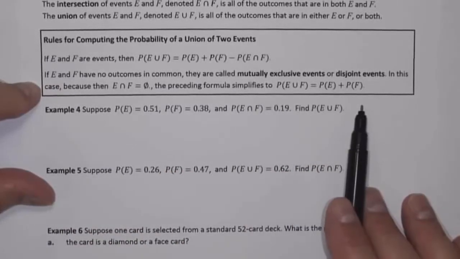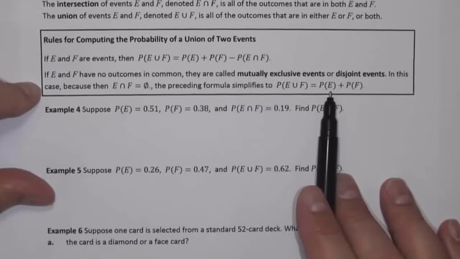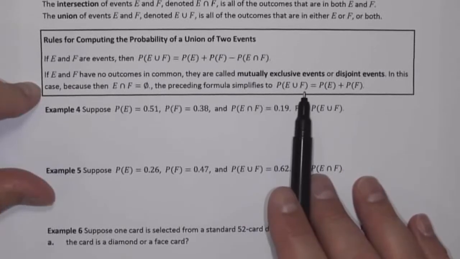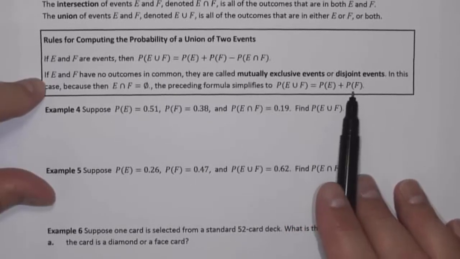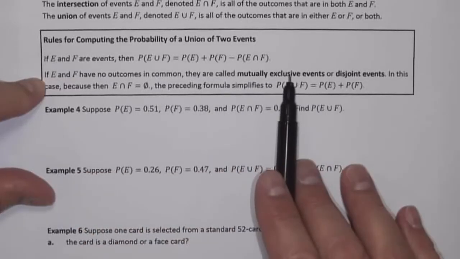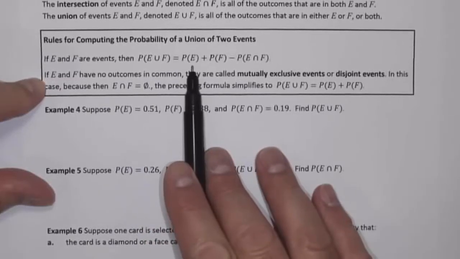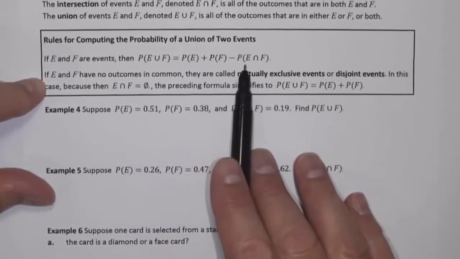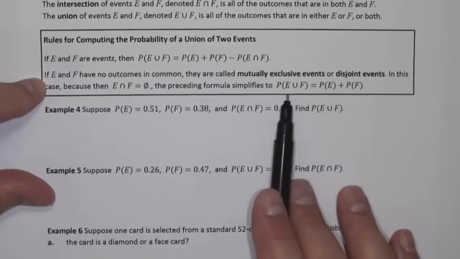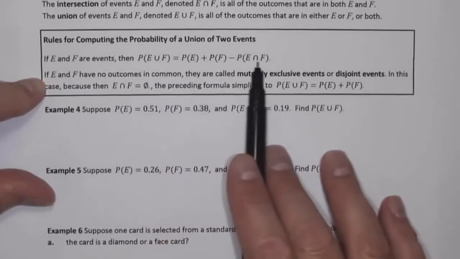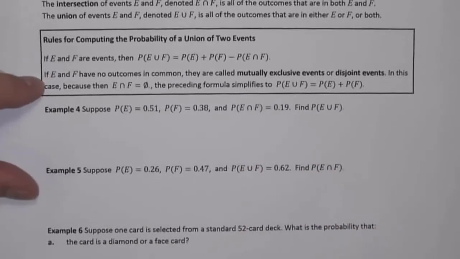So what this last part is saying is, if E and F are mutually exclusive, in other words, if they don't have any outcomes in common, then the probability of E union F is simply equal to the probability of E plus the probability of F. However, if E and F have outcomes in common, if they're not mutually exclusive, then the probability of E union F is equal to the probability of E plus the probability of F minus the probability of E intersect F. So we have two different rules for computing the union of two events. One where the two events are not mutually exclusive and another where the two events are mutually exclusive.